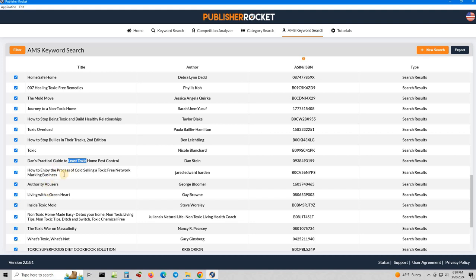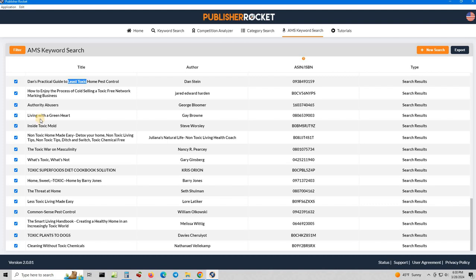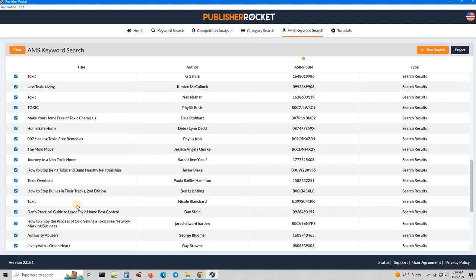And some of these don't make sense. They're not going to work. Like authority abusers, not sure why that's here. Somehow the words toxic and home are in this book somewhere. That's a good one. Obviously similar to yours. So yeah, I don't know.